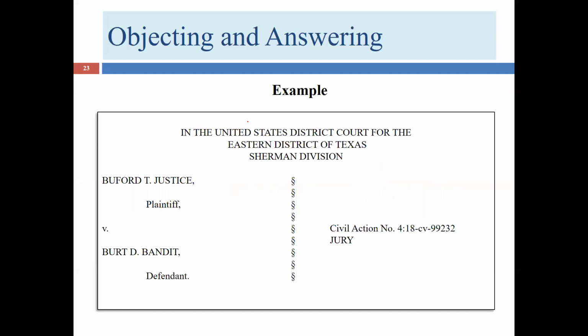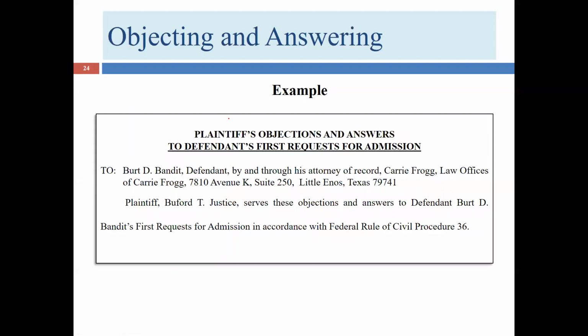So this is an example of what your response might look like. As you can see, it's just like all of our other captions in this case. And we have the name. Now it's the plaintiff who's filing this response. And then we have the name of the document. Since there's no need to file more than one objections and answers for any given set of requests for admission, there's no need to say first or second. We have again who's getting it, and it's not being sent directly to Bert, it's being sent to his attorney of record. And we have our preamble here.